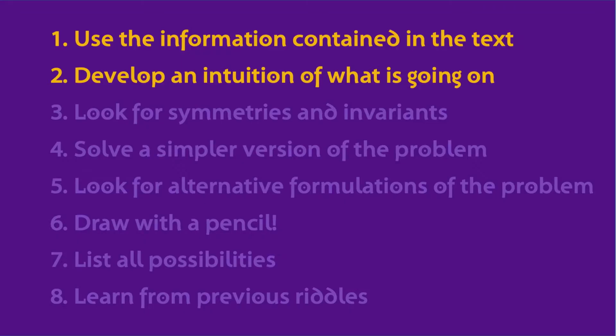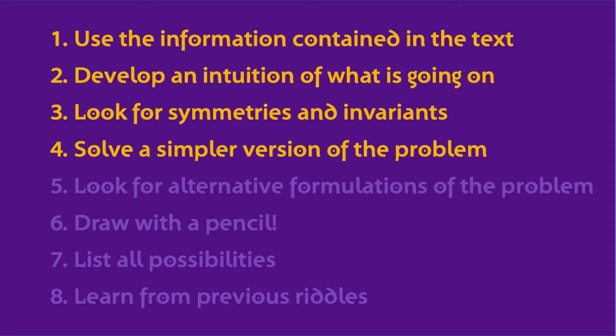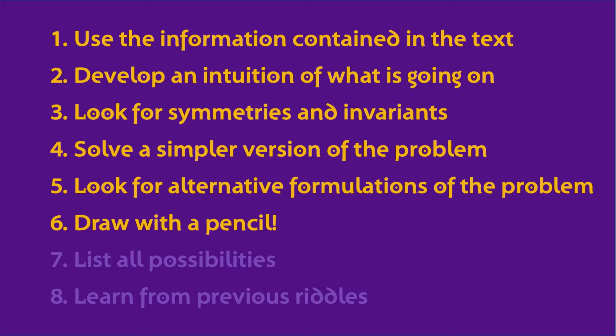From the general set, I will include number 1 and 2 as usual, which are use the information contained in the text and develop an intuition. Maybe an element of number 3, symmetries, number 4, solve a simpler version of the problem, and number 6, draw a sketch, as we can kind of feel already that this is going to play a role here. I will, as a personal choice, also apply number 5, reformulating the problem in terms of points and distances rather than airfields and planes flying. But this is just because it helps me in my reasoning.